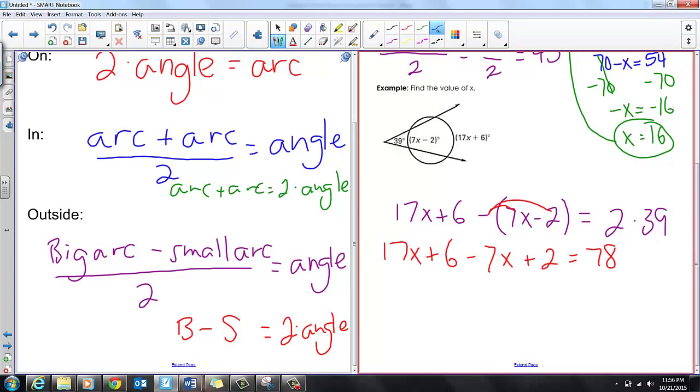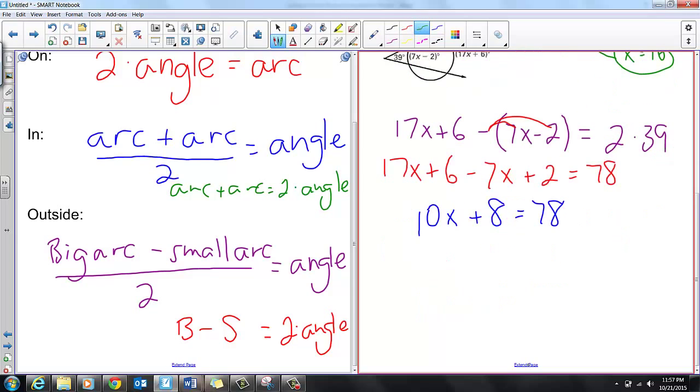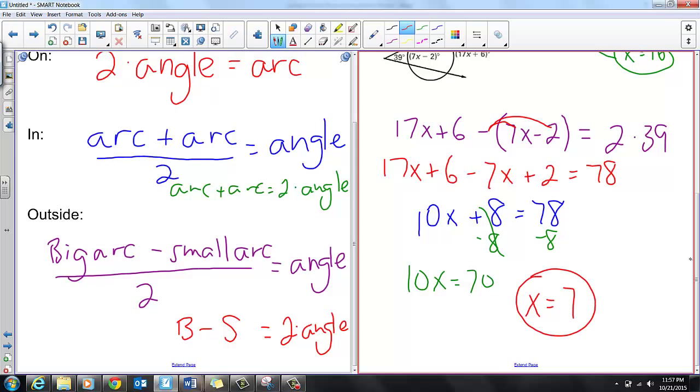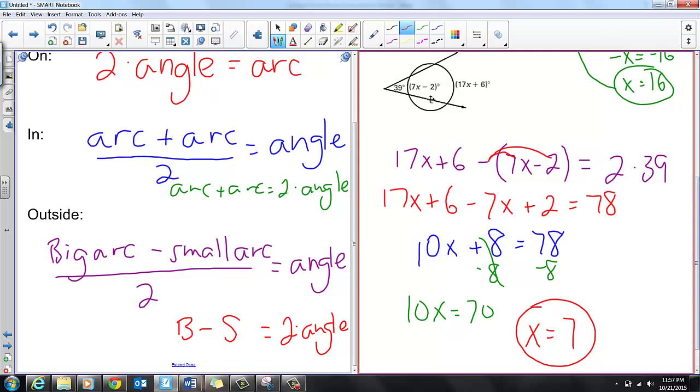Combine my like terms: 10x plus 8 equals 78. Subtract 8, and 10x equals 70. That leaves us with x equals 7. You can always go back and plug it in just to make sure, but that is how you would do this problem.